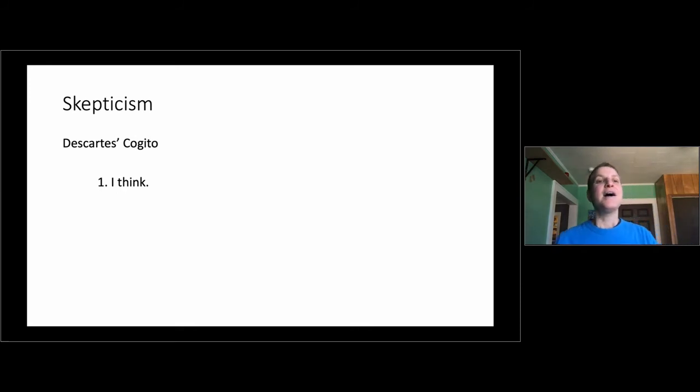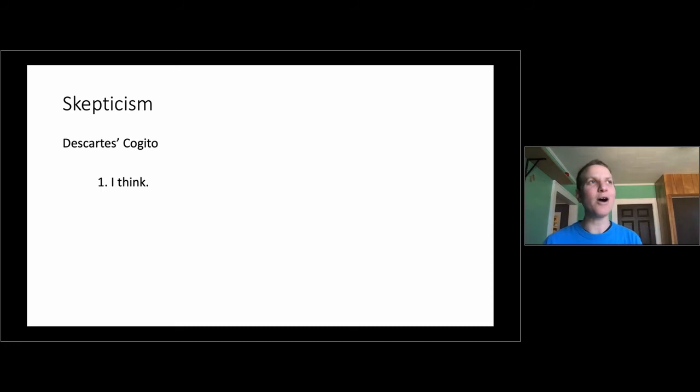But I think has this special status in Descartes' epistemology because it cannot be true that you believe it and it's false, because each time you believe it, you make it true. Each time you think it, it becomes true, because thinking is what the sentence is about. So if you are believing I think, believing itself is a form of thinking.